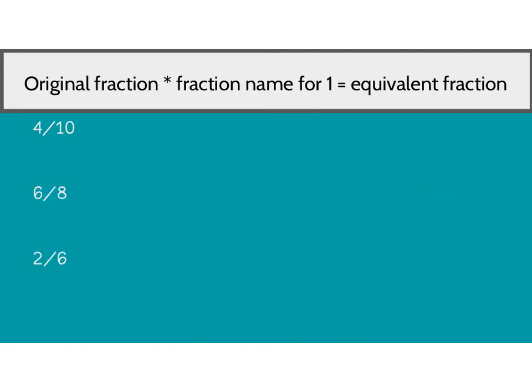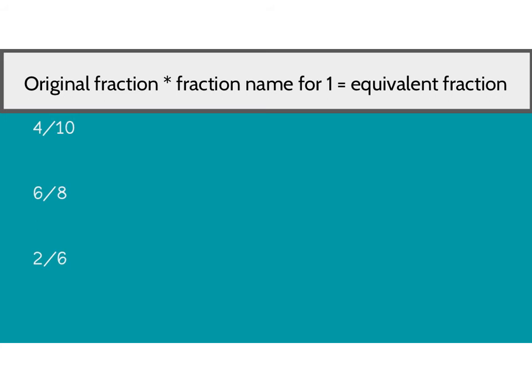So, what we're going to do to make an equivalent fraction today is take the original fraction times a fraction name for 1. So we just made a list of those, which equals an equivalent fraction. So for example, if we look at 4/10, I am going to choose a fraction that also equals 1, and I'm going to multiply that times the original fraction.